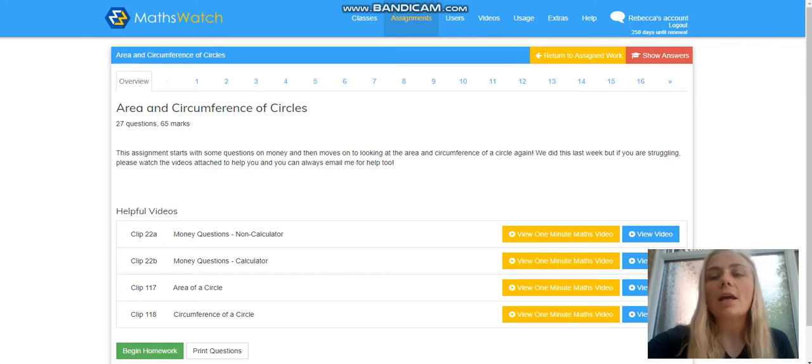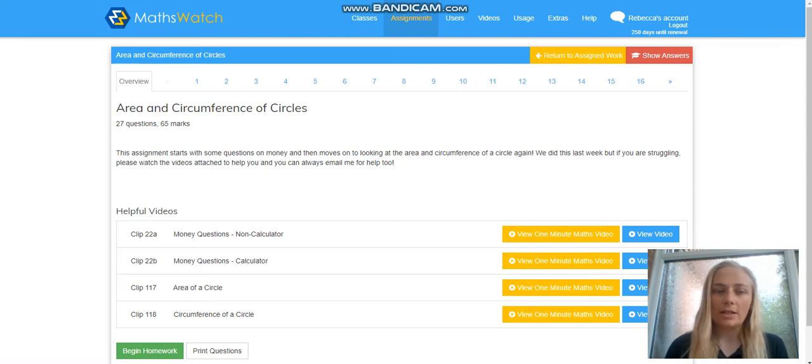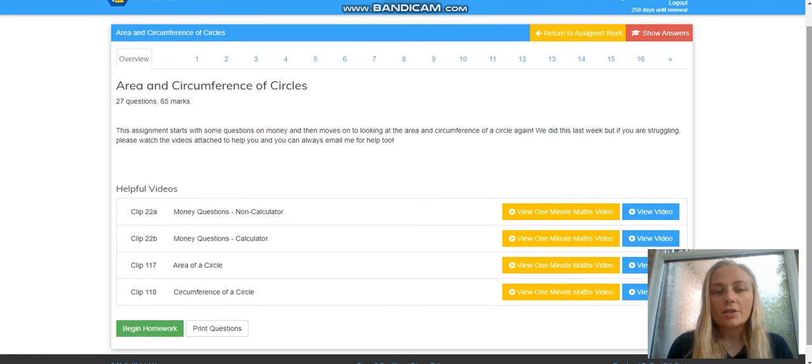Last week we began having a look at the area and the circumference of circles, using pi. Essentially that's what this week is as well, okay? It starts off with some money questions, just to remind you how to do those, because I know a few people were struggling with those on the 20 questions. They should be nice and easy, a warm-up for you. Then it moves on to the area of a circle and the circumference of a circle.